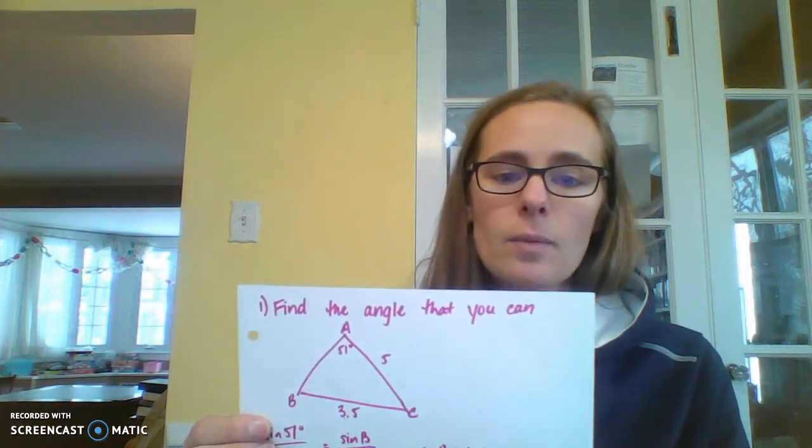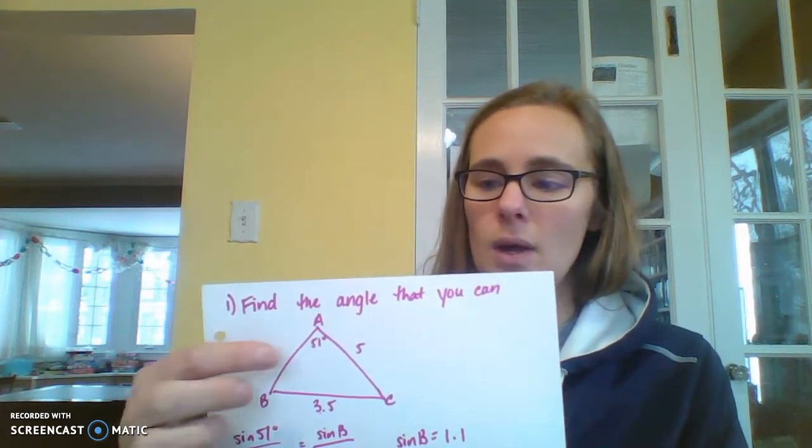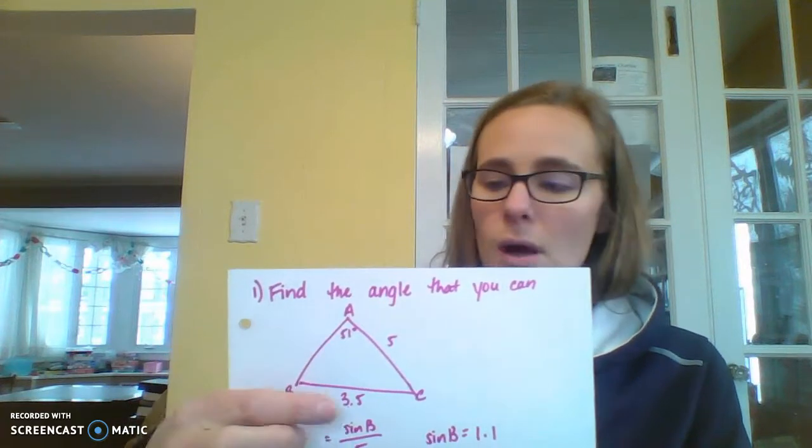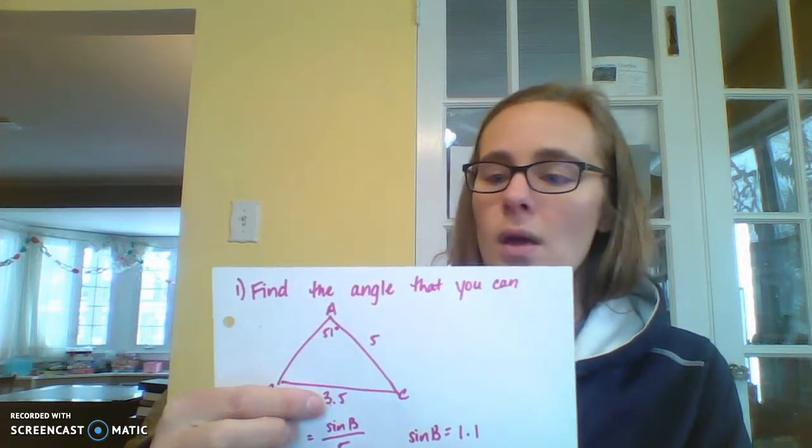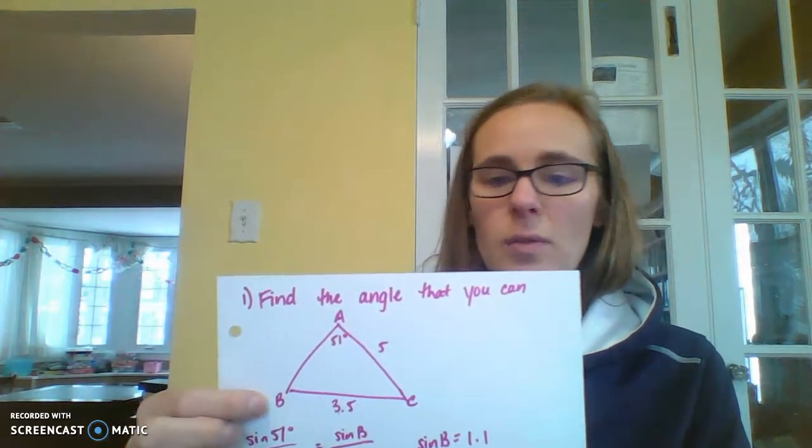Now we're going to take a look at number 5. So number 5, the first step again is to draw the triangle. So pause the video, take a minute, and draw that triangle, and then come back. So here is what I have drawn for that. So angle A, 51 degrees, the opposite side is 3.5, and we have 5 across from angle B.